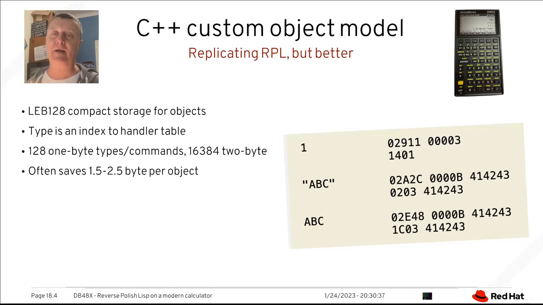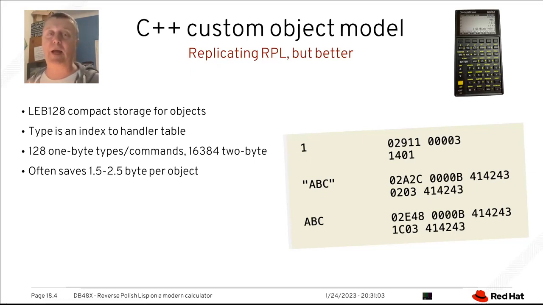And so the 02911 is the address of the evaluation handler for integers. And 3, that should actually be 1, is the payload. The storage in LEB128 is 14, that's the index for integer types, and 01 is the actual value. And because the high bit is not set, that stops here, and we're done.